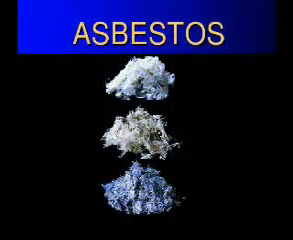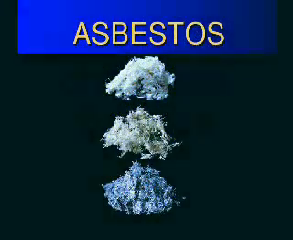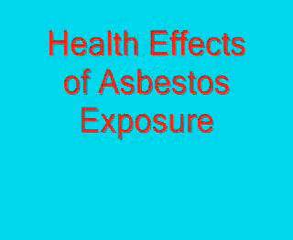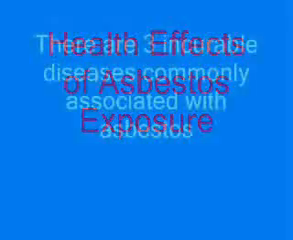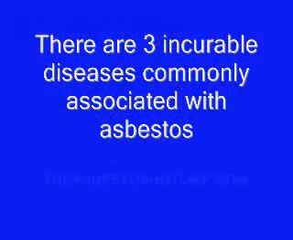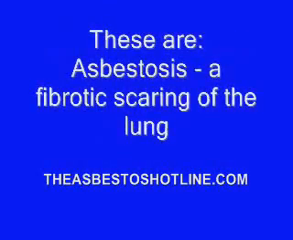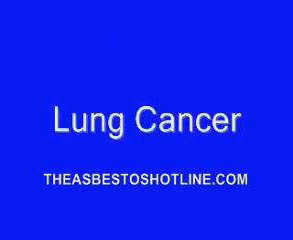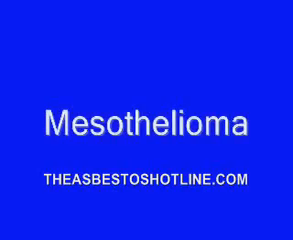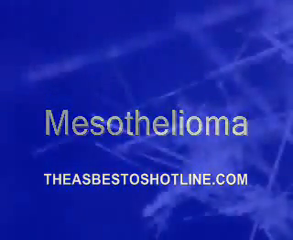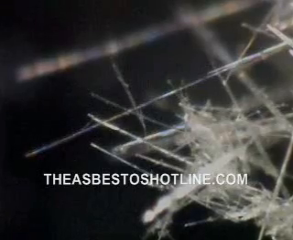The reason that asbestos is regulated in building materials is solely due to the health effects of asbestos exposure. There are 3 incurable diseases commonly associated with asbestos. These are asbestosis, which is a fibrotic scarring of the lung, lung cancer, and mesothelioma. Asbestos fibers are very small and can penetrate the body's natural defense systems and penetrate deep into the respiratory system.